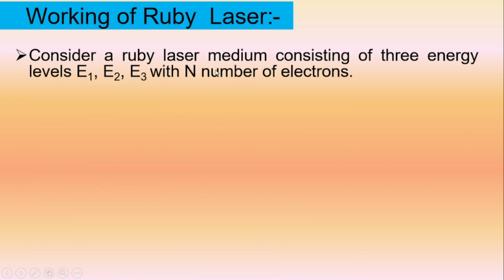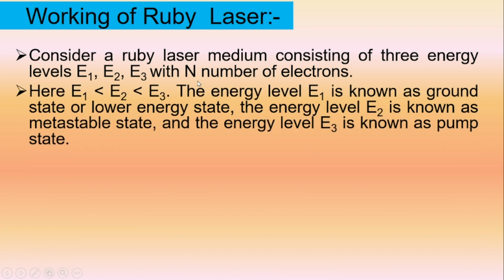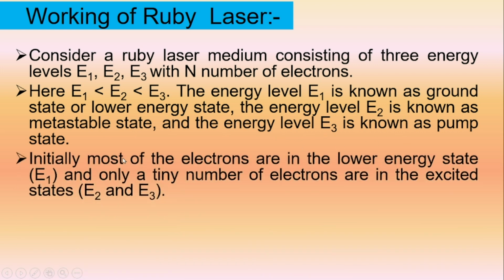Let us consider three energy levels E1, E2, E3, in which there are n number of electrons. Here E1 is less than E2, which is less than E3. Energy level E1 is known as the ground state, or lower energy state, energy level E2 is known as the metastable state, and energy level E3 is known as the pump state. Initially most of the electrons are in the lower energy state E1, and only a tiny number of electrons are in the excited states E2 and E3.